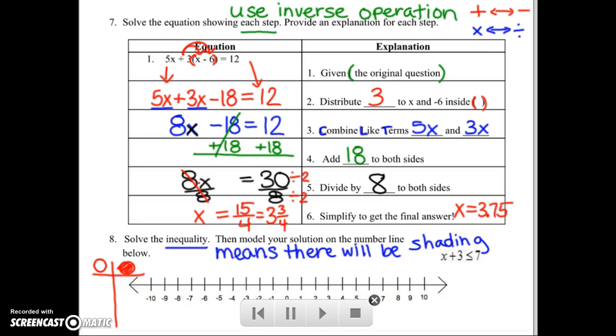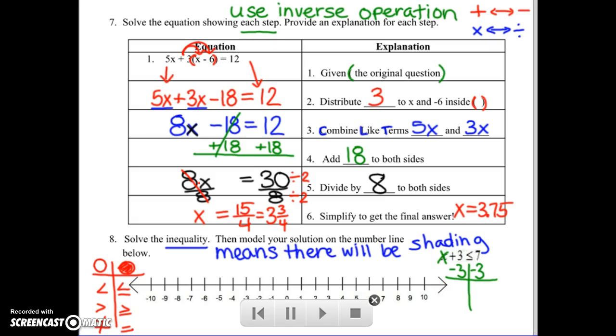When we graph, we'll graph either an open circle or a closed circle based upon the inequality we've been given. Less than, greater than, and not equal to is an open circle or an unshaded circle. Less than or equal to, greater than or equal to, and equal to are all closed circles or shaded in.